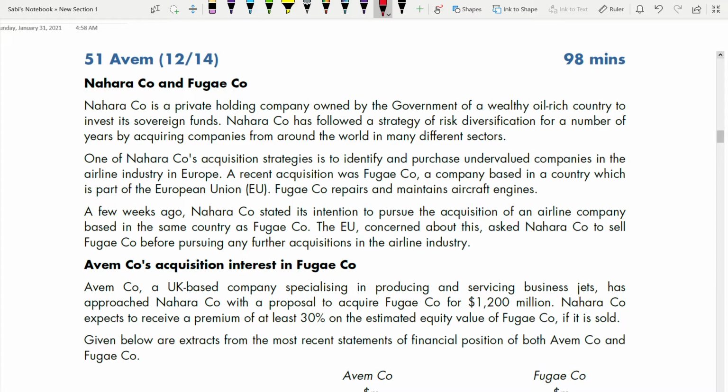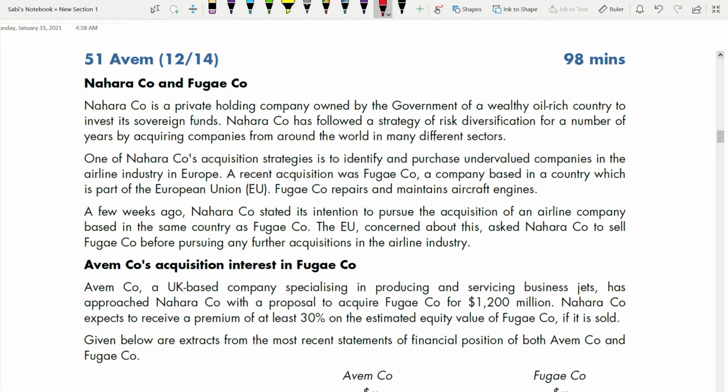Now you see Fugai is a company which is based in Europe, and that's why they are concerned when Fugai is about to be sold to another company. So Fugai, what do they do? They repair and maintain aircraft engines. A few weeks ago, Nahara stated its intention to pursue the acquisition of an airline company based in the same country as Fugai. The EU, concerned about this, asked Nahara to sell Fugai before pursuing any further acquisition in the airline industry. So the EU is saying to Nahara, already Nahara has acquired Fugai. Before they acquire another company, they have to sell Fugai.